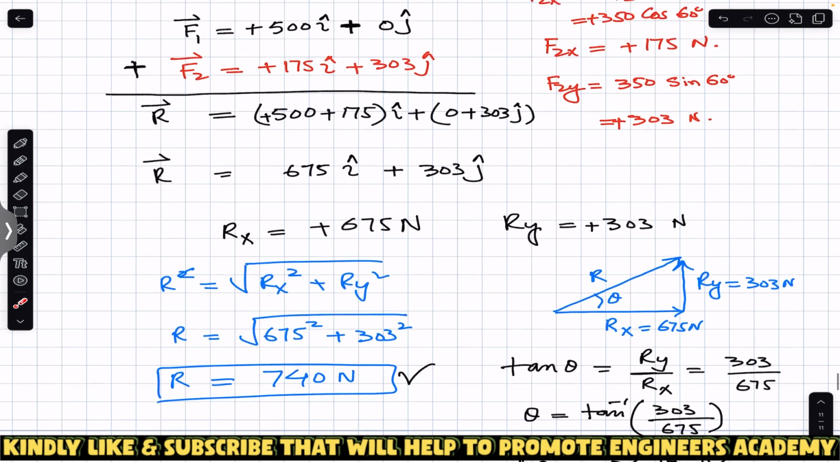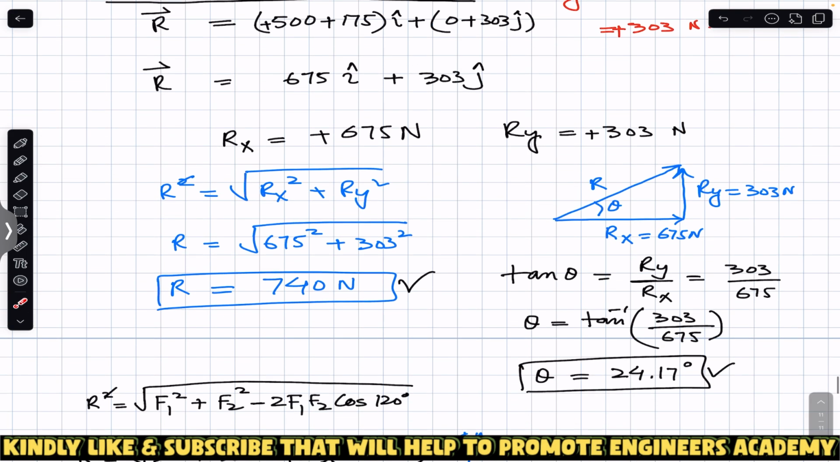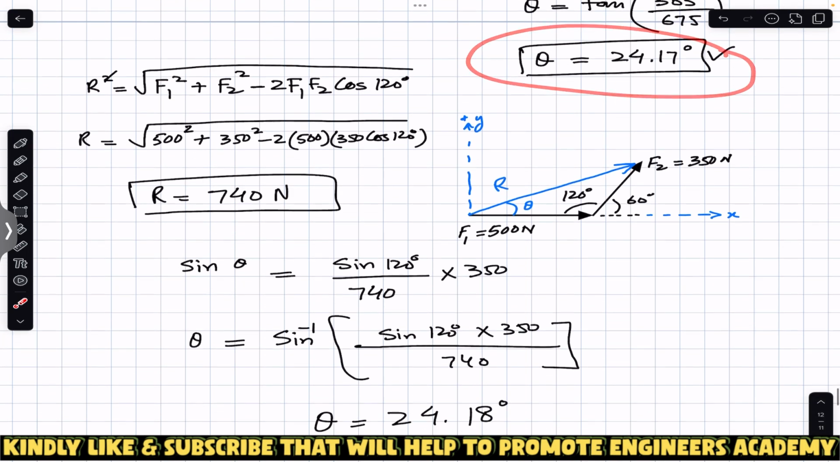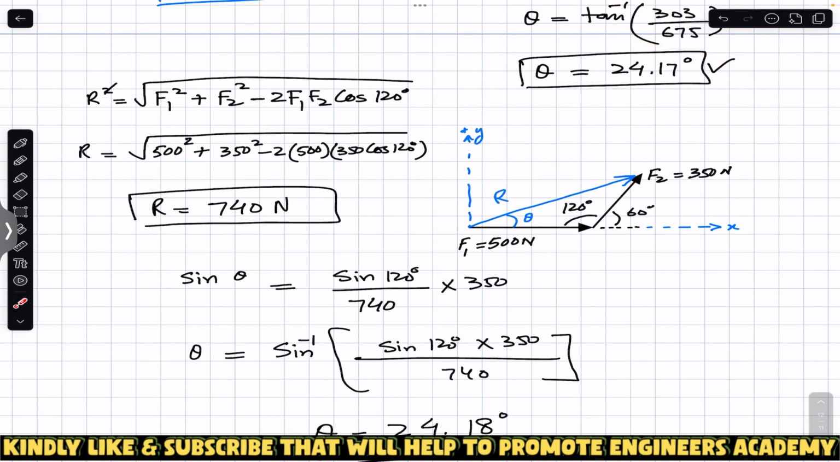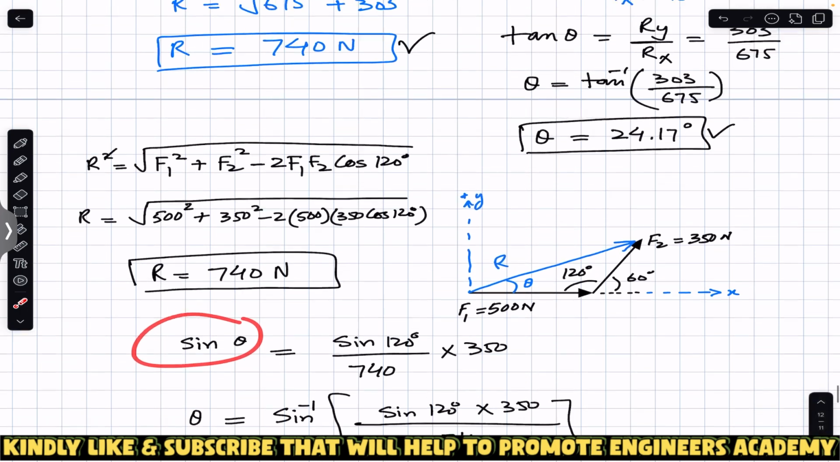In terms of its i and j components, this is that resultant, 675i plus 303j, and this is that angle theta which the resultant is making with the horizontal. And similarly, we can use the geometrical method to find the resultant magnitude by using the law of cosines, and finding the angle theta by using the law of sines. So I hope all this discussion will help you in your learning.